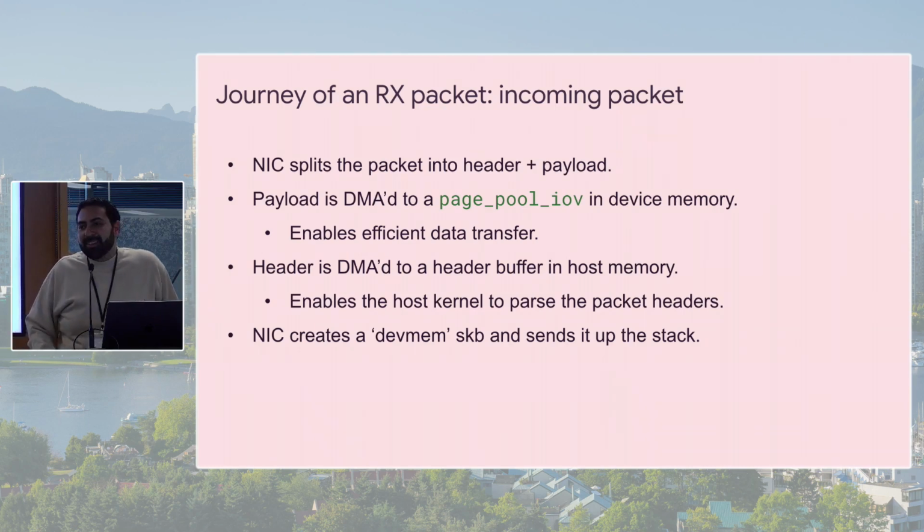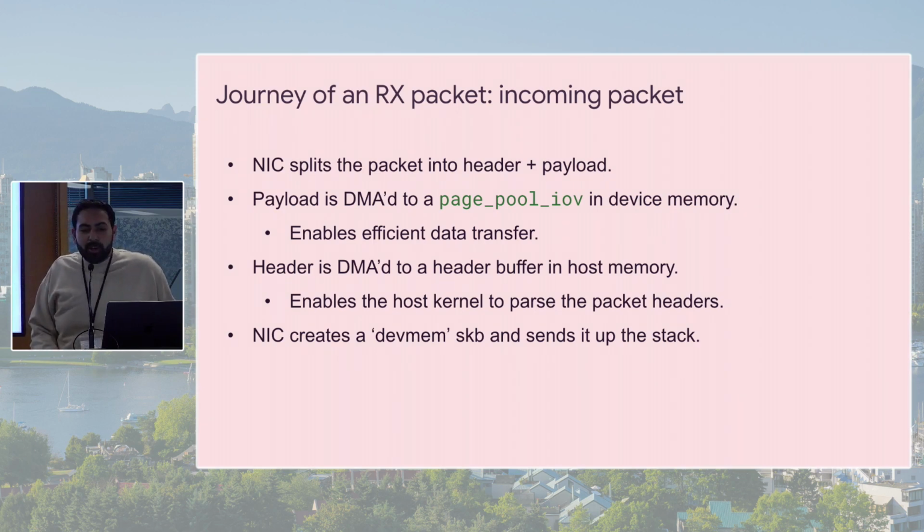So after this entire setup is done and the networking stack understands a new memory type, it's time for RX packets to come in on the wire. The first thing the NIC needs to do is split the packet into a header and a payload. This is required because the payload gets DMA'd into the IOV that really lives on device memory or GPU memory for efficient data transfer, but the header is DMA'd into a header buffer that exists somewhere on the host. The idea behind that is that the host can access the header in order to do TCP processing.